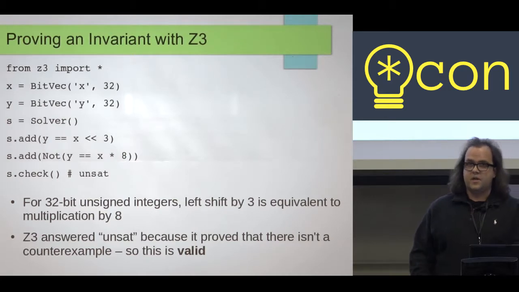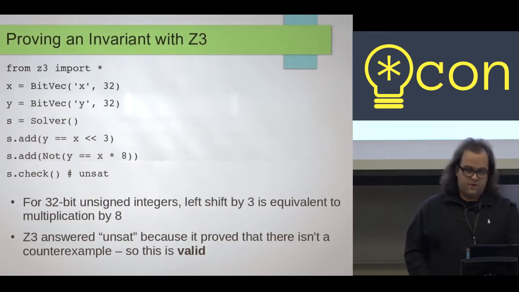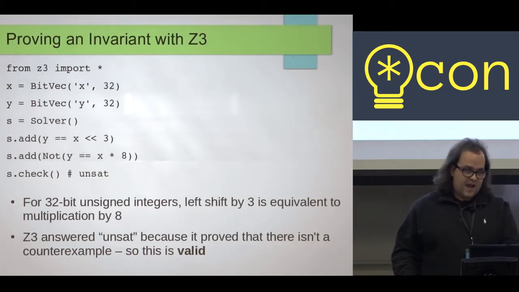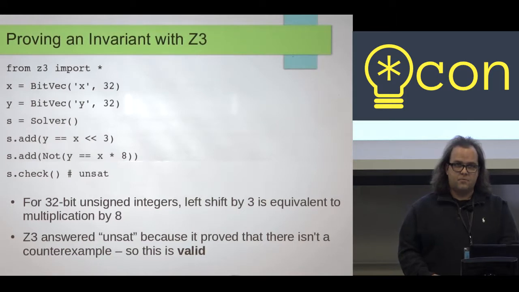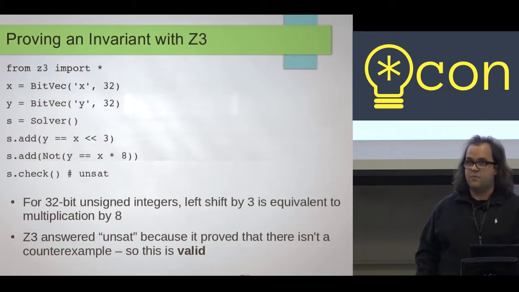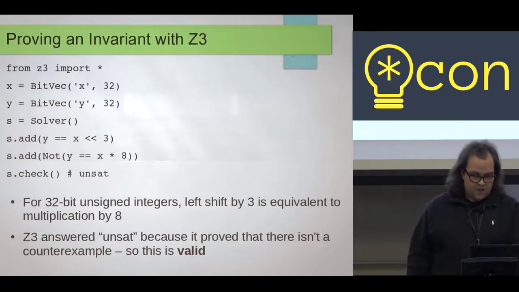So essentially, we're trying to check the validity of equivalence between these two expressions, that left shift by 3 is going to be equivalent to multiplication by 8 for these terms. And if we ask Z3 to check this property, it will say unsat. This means that Z3 proved there is no counterexample. So in this case, the property is actually valid.